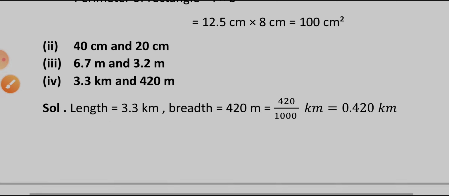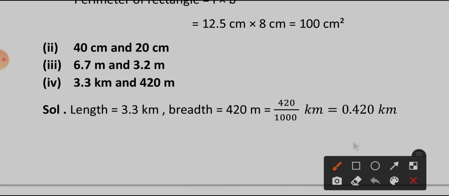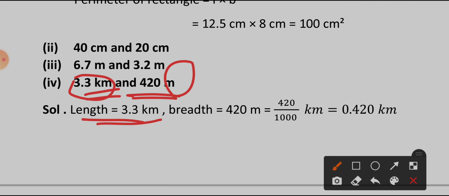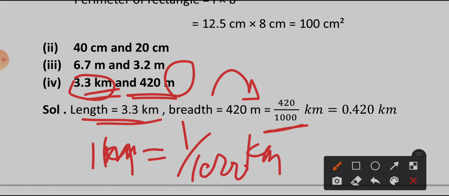Similarly, you can find the next, second and third ones also. Then see the fourth one. Length is 3.3 kilometer, breadth is 420 meter. Now you can see one is in kilometer and this one is in meter. So we cannot find the area directly. First of all, we'll change into the same unit. So we can change from meter to kilometer. We know that 1 meter is equal to 1 upon 1000 kilometer. So divide by 1000, it can be written as 0.420 kilometer.